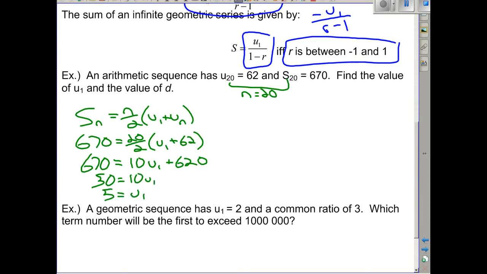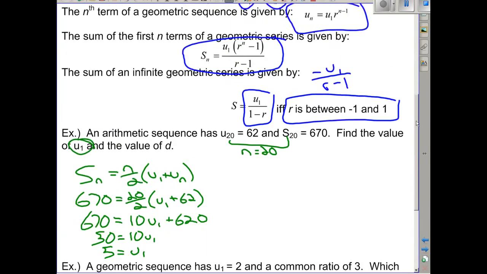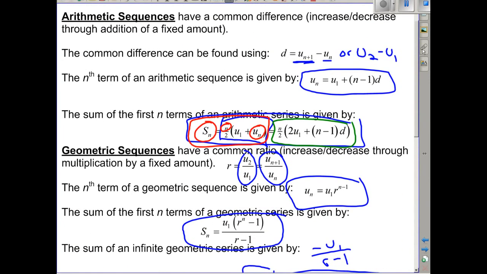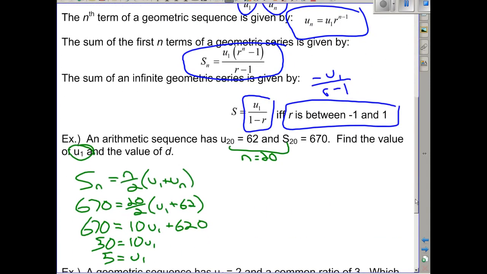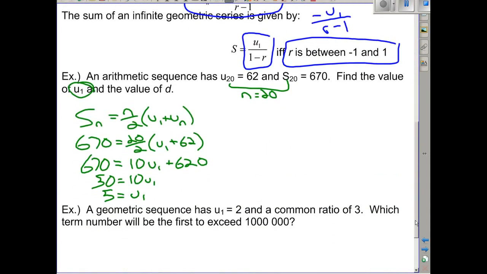Great. We've found the value of u1. Now we want to find the value of d. We could use either the Sn formula that has d in it, which would be this green one up here, or we could use our un formula. Well, we definitely have to use a formula that comes from arithmetic sequences and series, not geometric. Okay, so I'll take a look at the rest of this.